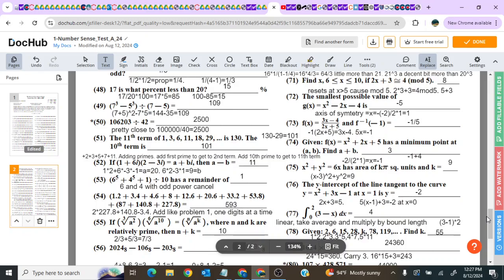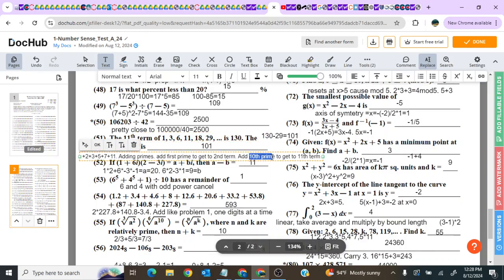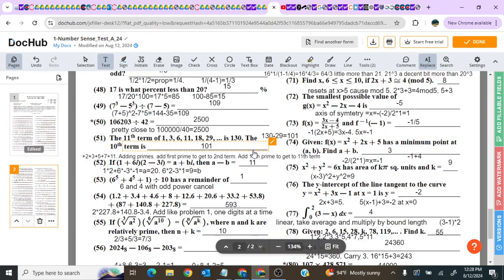51, the 11th term of 1, 3, 6, 11, 18, 29 is 130. What was the 10th term? Well, to go from one term to the next, you're adding 2, adding 3, adding 5, adding 7, adding 11. You're adding all the primes, basically. So you add the first prime to get to the second term. The first prime is 2. So if you continue down that logic, you're adding the 10th prime to get to the 11th term. That's 130, which means you need to subtract that 10th prime to get back to the 10th term.